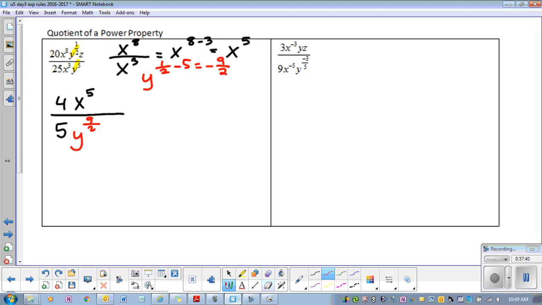So my x's are done, my y's are done, my numbers are done. What's the only thing left over? Z. Is there anything that I can simplify with the z? No. Do I need to move it? No. So you know what? Just bring it over. And there you go. This is your answer. All right?